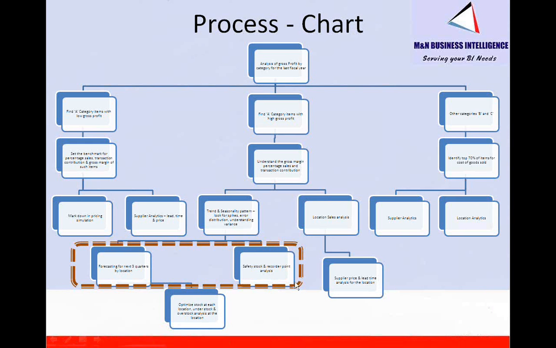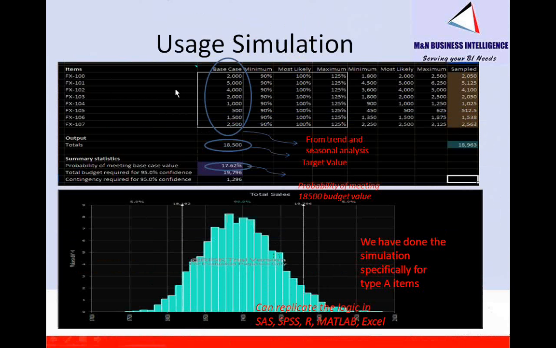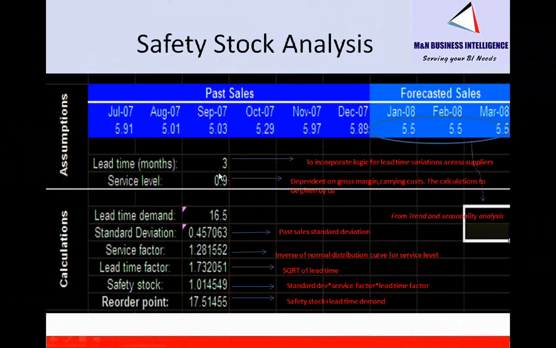Then we next look at the forecasting for the next 5 quarters by location, and safety stock requirements. So what we have done is we've taken these items. This is completely a sample case. This was the base case value, minimum, maximum, the most likely. And when we do the sample mean value, this is the most probable value that comes in. So if the average anticipated was 18,500, the actual average mean is 18,963, and you have a 17.62% chance of actually meeting the 18,500 budget, and more than a 95% chance that you'll end up at 19,796.